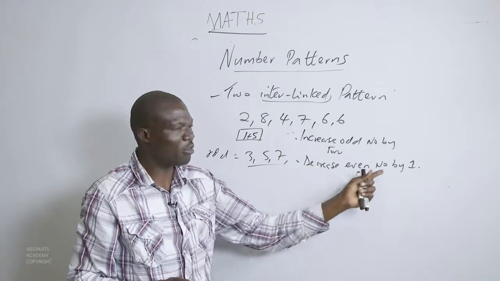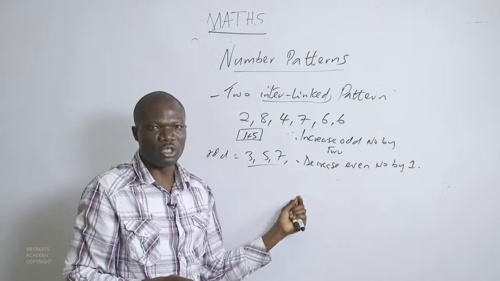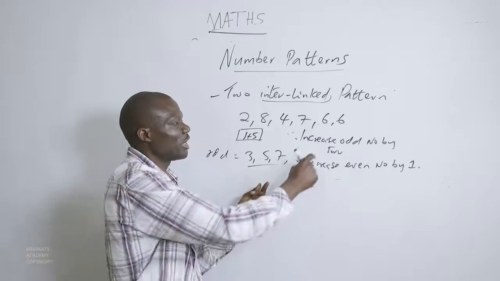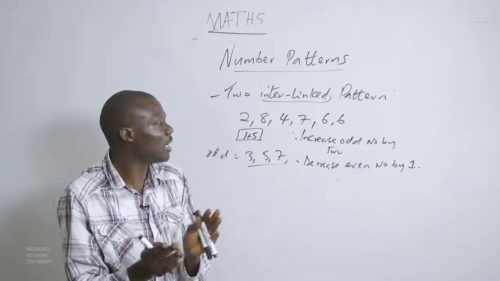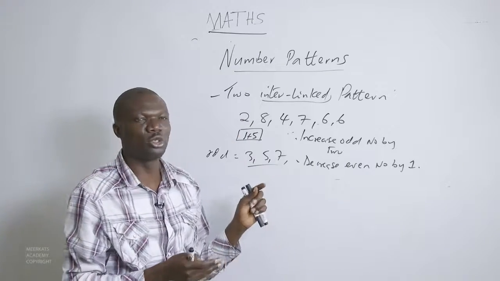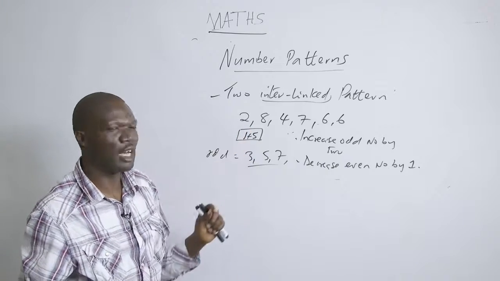Now, the situation here is that the odd number we have is a 3, and the even number we have is a 2. When we reduce a 2, we get a 1. When we increase a 3, we get a 5. 3 and 5 summed together gives us a 6. A 6 added to 2, you'll find that we get an 8.